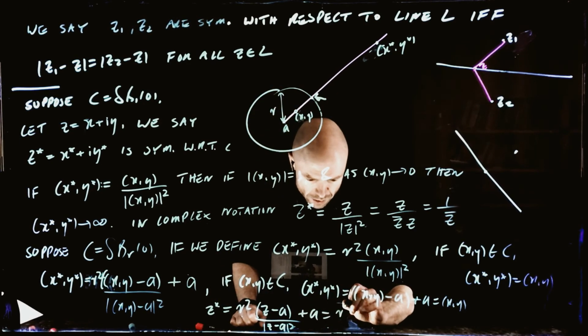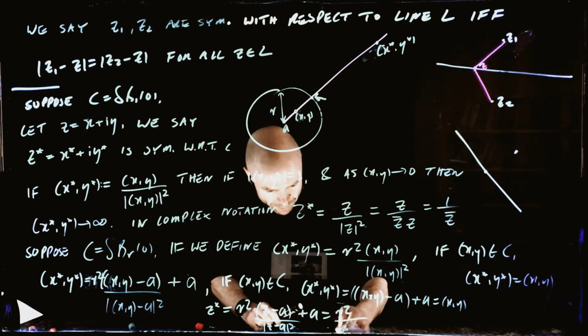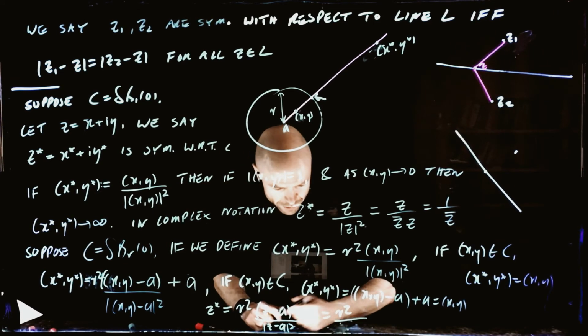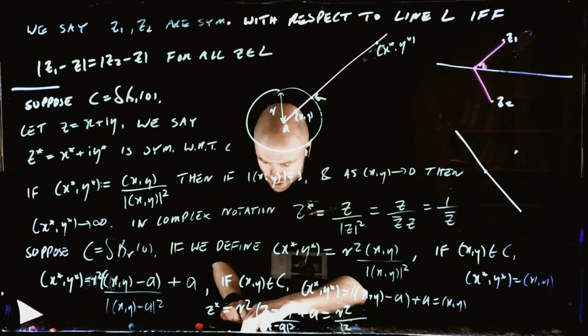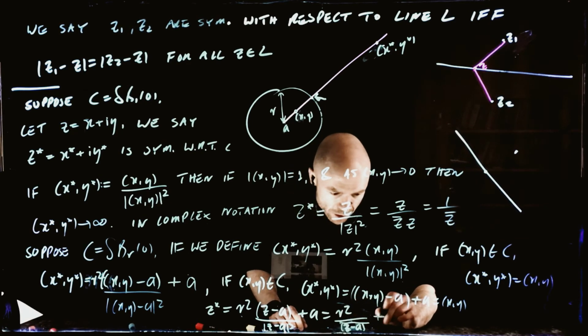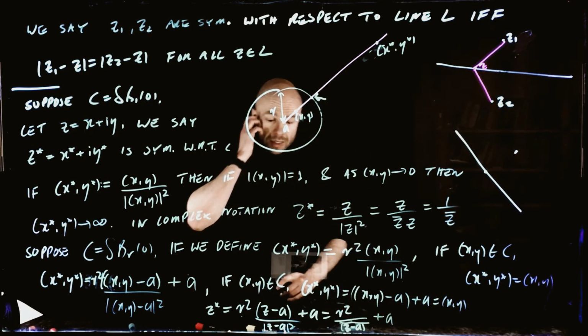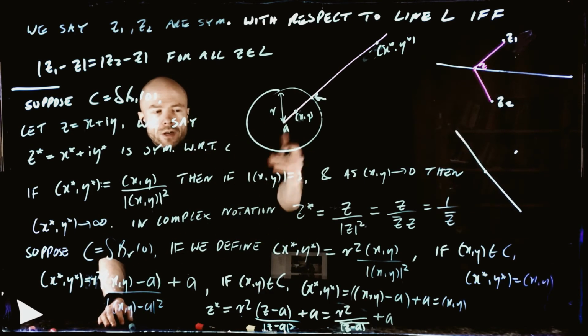And then this is r squared over z minus a complex conjugate, plus a. That thing is giving us our notion of symmetry through the circle.